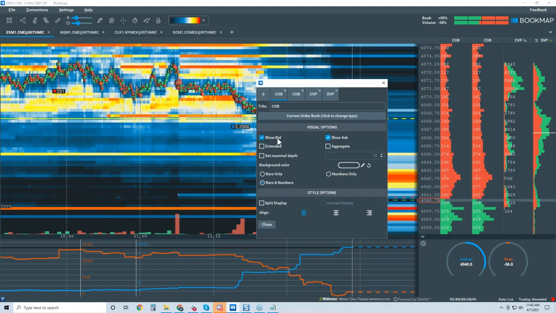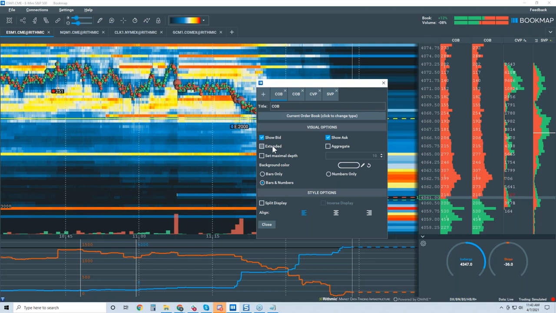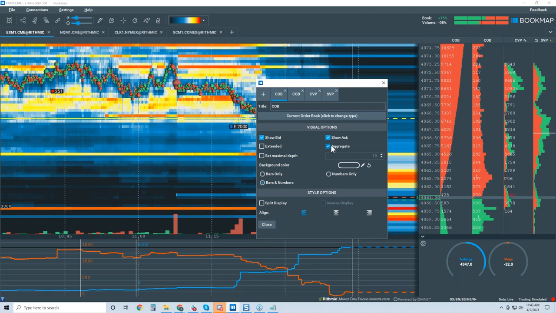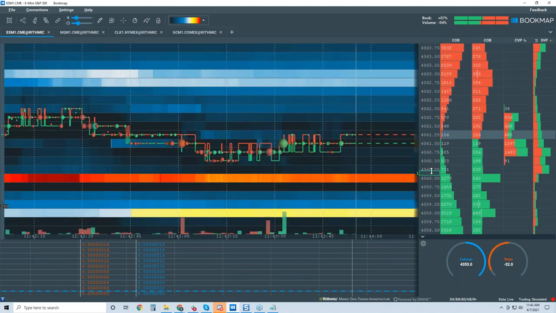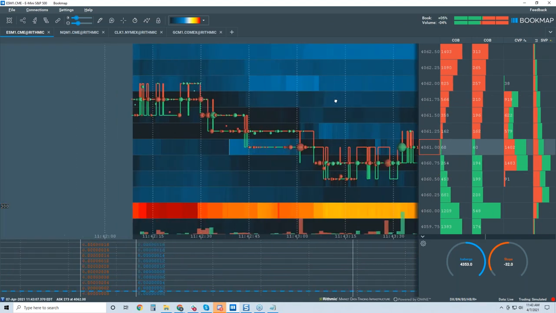You can see what I have, just bids and offers. That's it. I have it justified to the right, to the left. Now though, let's show the aggregations here. You can play around with these other settings if you like. We're going to show aggregation. What this is doing, when you check this little box here, it's showing you the accumulation from one level, then it adds that liquidity to the next level. Let me zoom in and I'll try to show you here.